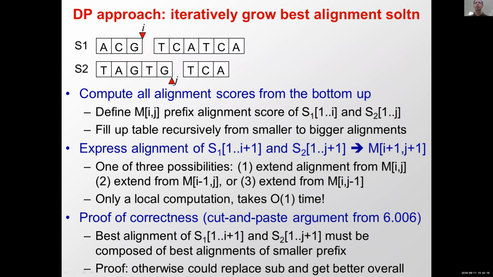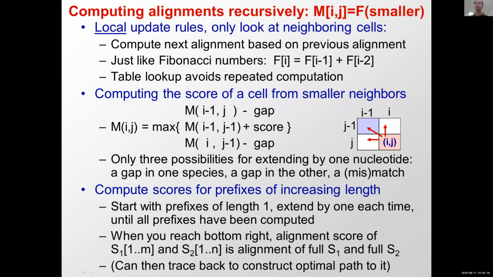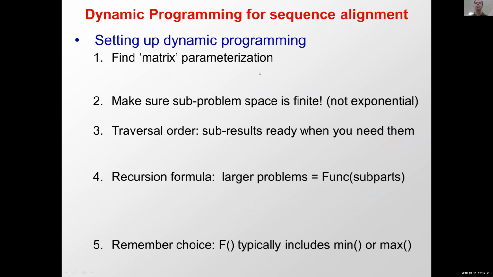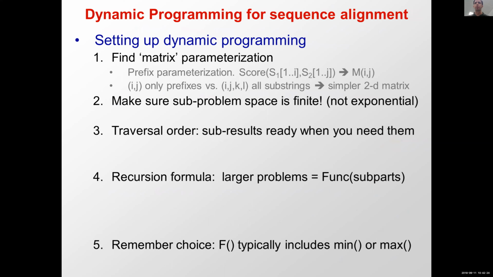So we're iteratively growing the best alignment, computing the alignment recursively, and then setting up the matrix for parameterization using a simpler 2D matrix rather than looking at all possible subsequences of I, J, K, L for four-way indexing. We're actually using IJ indexing of only prefixes rather than all possible subsequences. We're making sure that the subproblem space is finite. It's only an n-squared number of computations, which is polynomial and not exponential.